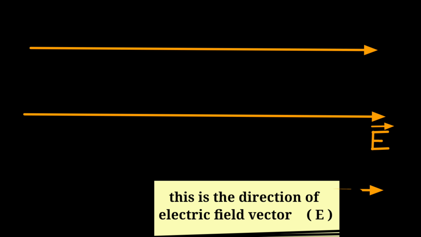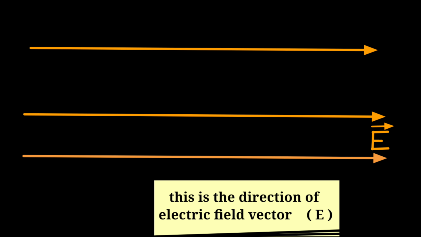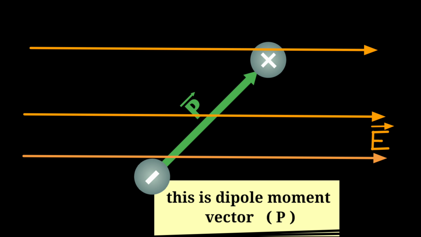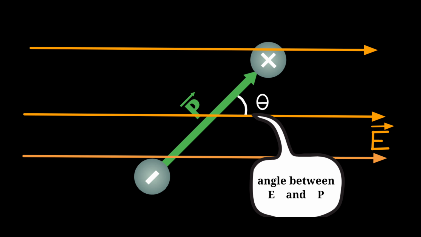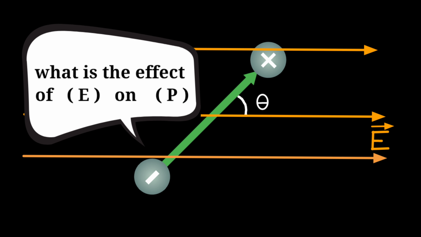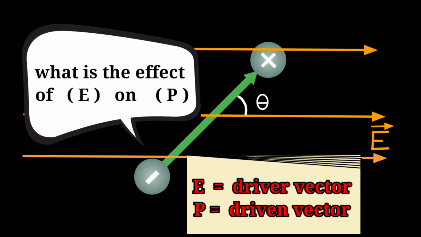Similarly, take another example. This is the direction of the electric field vector E. It is the dipole moment vector P. Theta is the angle between them. What is the effect of E on P? E is the driver vector and P is the driven vector.